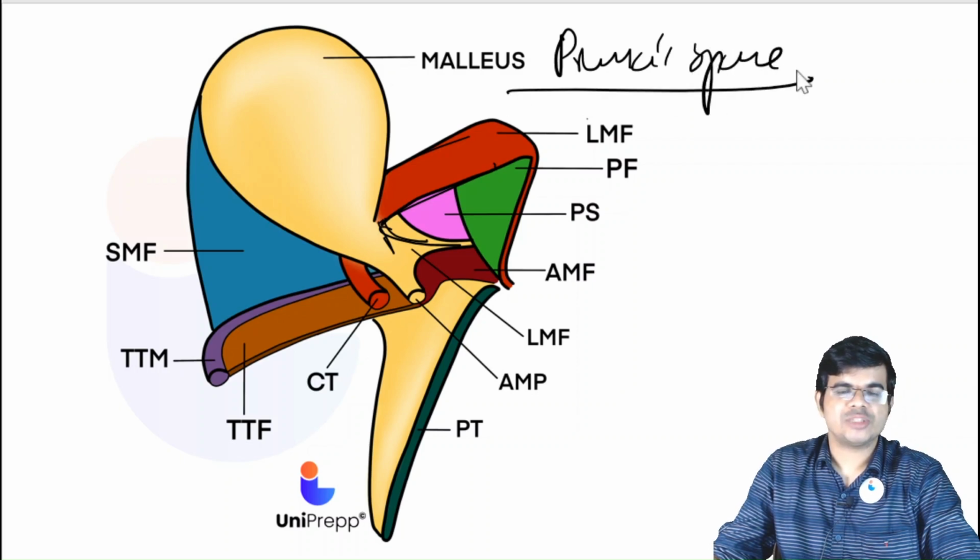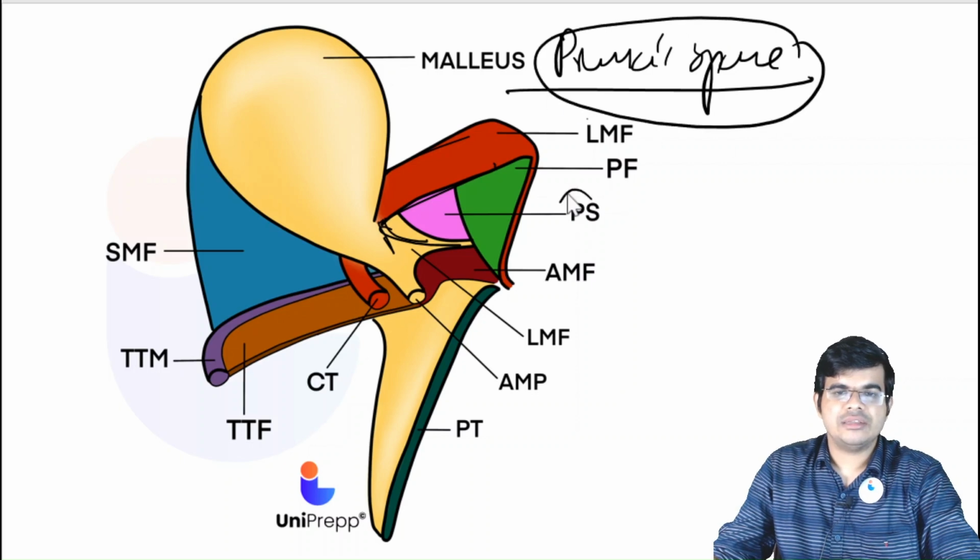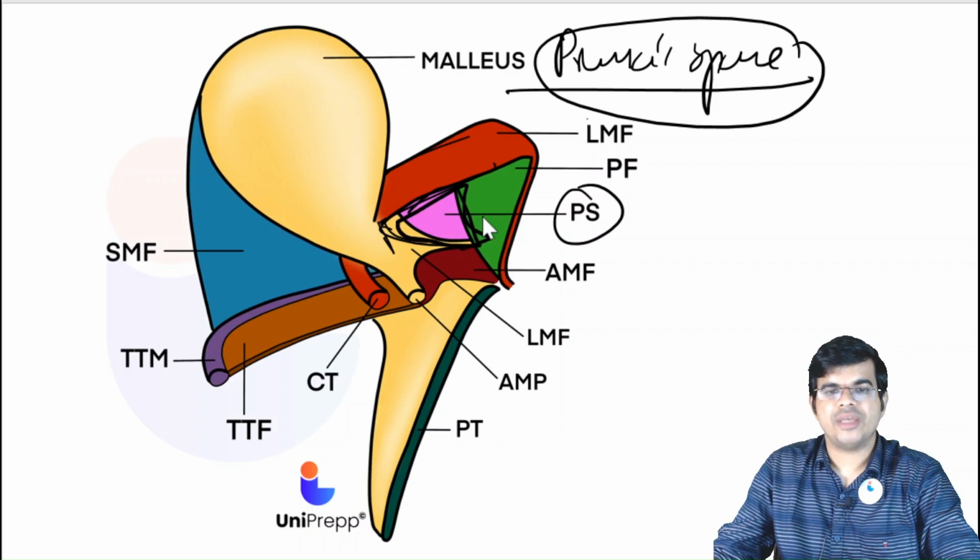Now, where is this Prussak space seen? This Prussak space is seen in this area. This part is what is called the Prussak space, and this Prussak space is bounded superiorly by the lateral malleolar fold. This is the lateral malleolar fold.